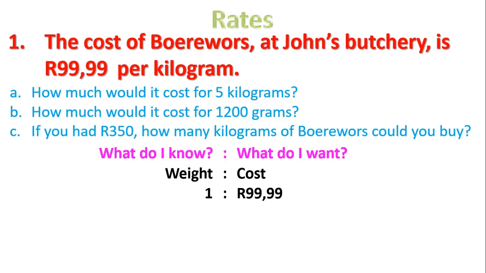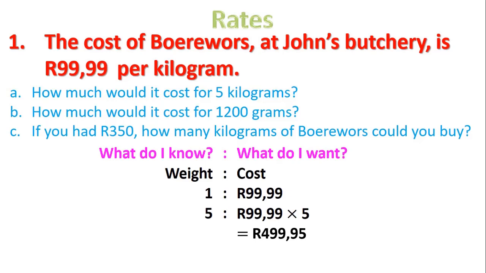Now I go back to my actual question. How much weight do they want? Well, they want 5 kilograms. And so on the left hand side, I write 5. Now, on the right hand side, I take my 99 Rand 99, and because I want 5 kilograms, not 1, I multiply by 5. I put that in my calculator and I press equals, and I get 499 Rand 95 cents.